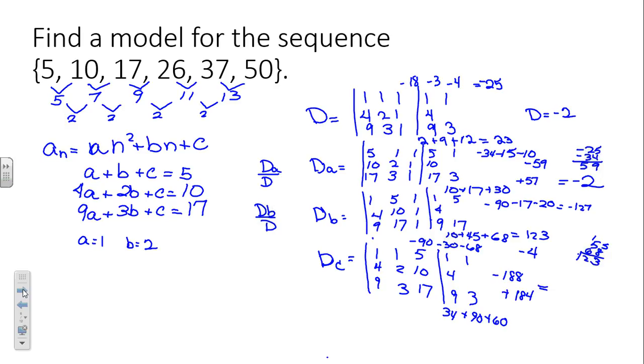So we get a total of negative 4. So negative 4 divided by the negative 2, and we get 2. So n squared plus 2n plus 2.